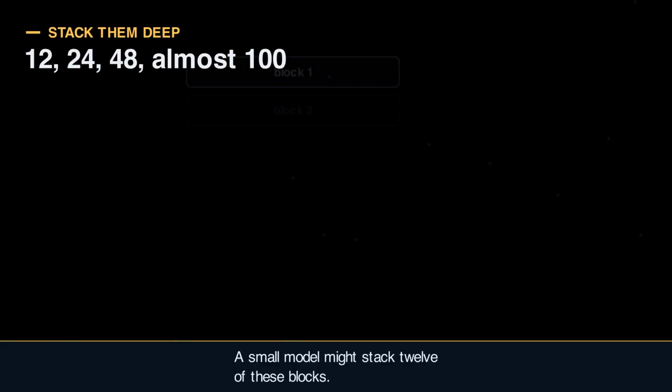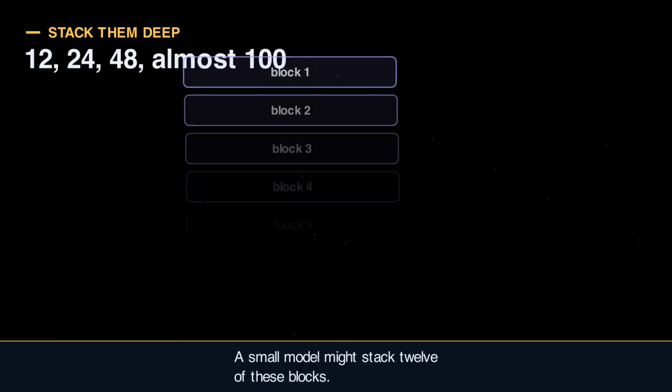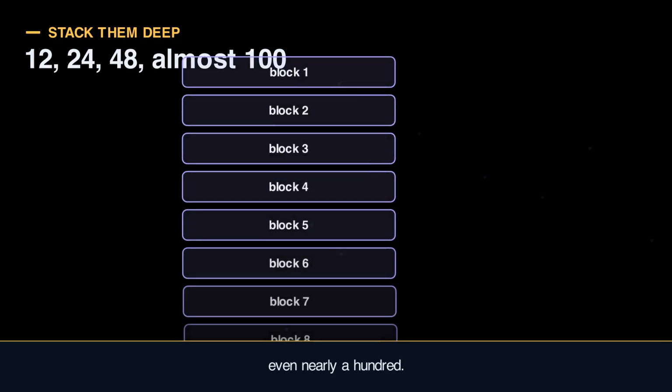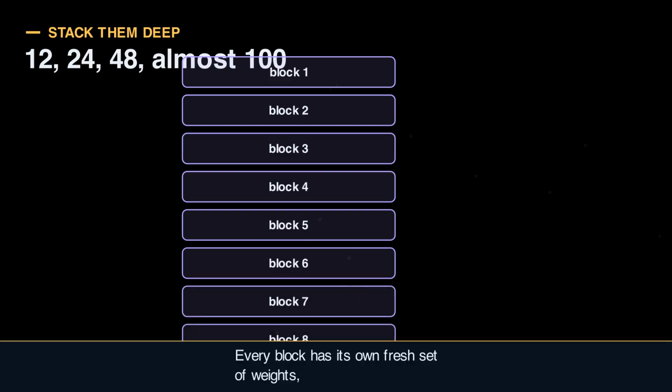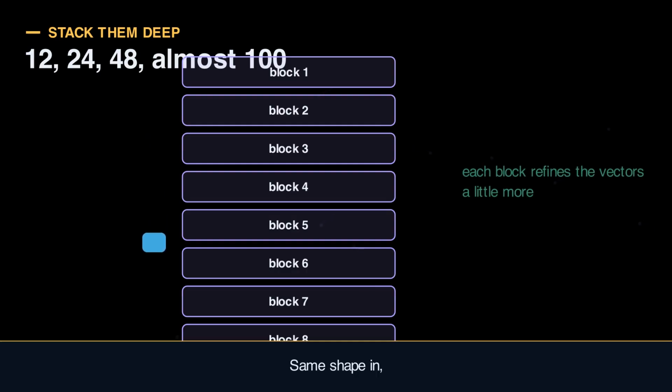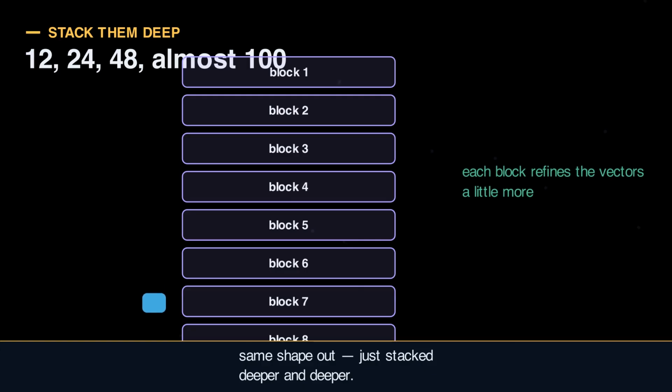And chain they do. A small model might stack 12 of these blocks. Larger ones use 24, 48, even nearly 100. Every block has its own fresh set of weights and refines the vectors a little more. Same shape in, same shape out, just stacked deeper and deeper.